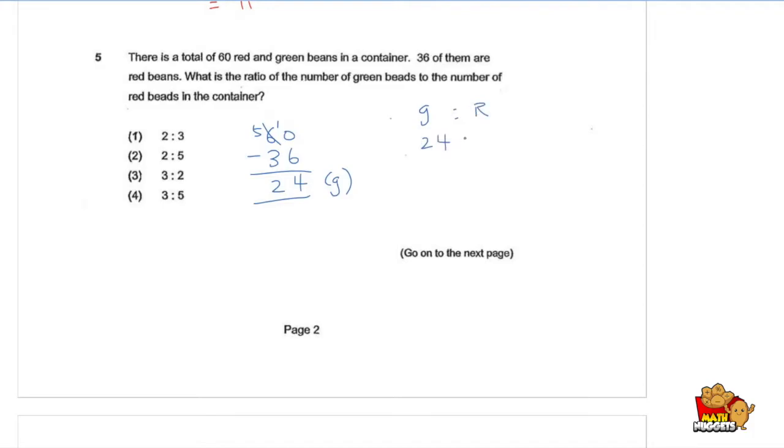That's 24 is to 36. Then you just need to simplify. On both sides, they can be divided by 12. That gives me 2 is to 3. Number 1.